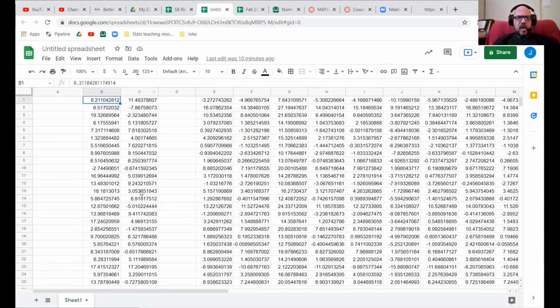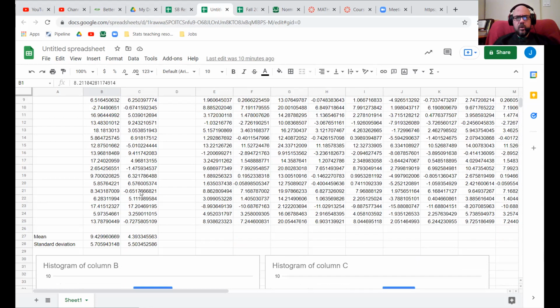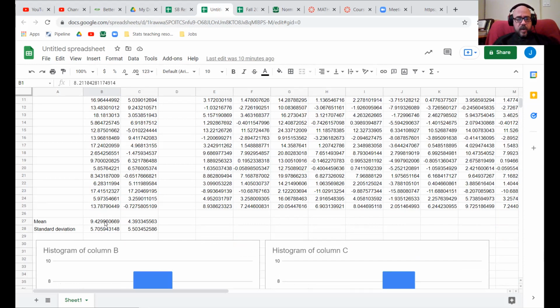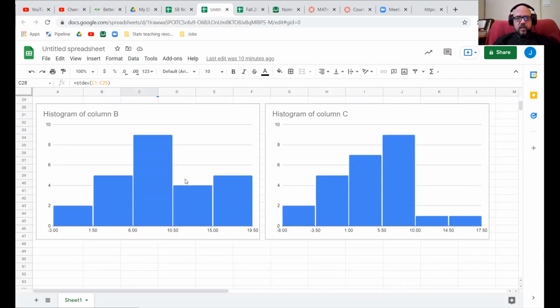And in column C, I've randomly generated data from a normal distribution with a mean of 5 and a standard deviation of 5. So the population here had a mean of 10 and a standard deviation of 5, and here a mean of 5 and a standard deviation of 5. You can kind of see that in the histograms. I made histograms of both of them. You can see they're both roughly normal because it's random data. Of course, it's not going to be perfectly normal.